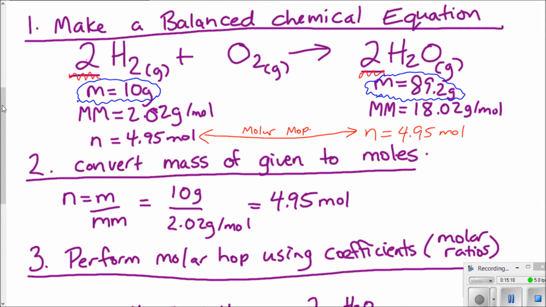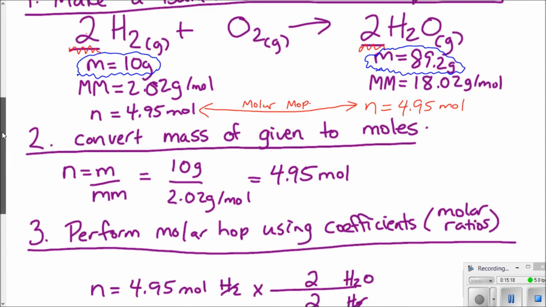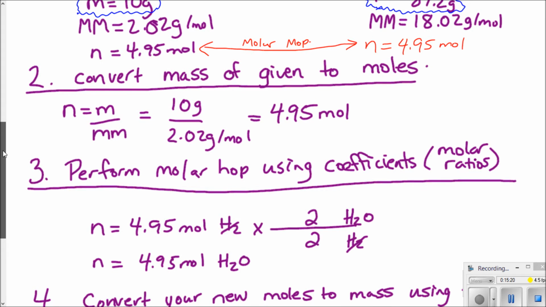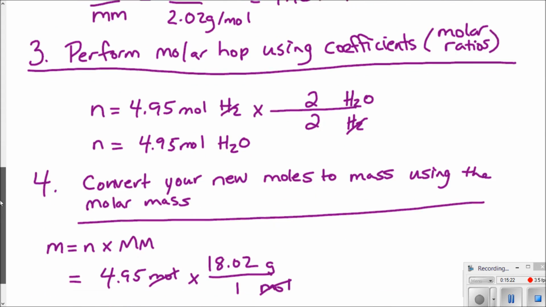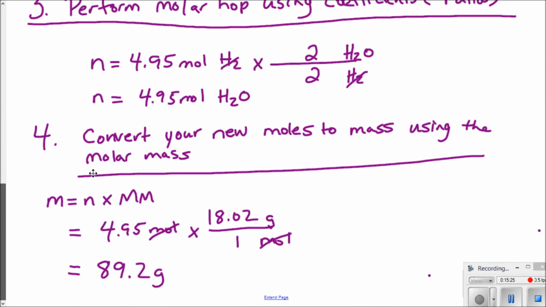The steps that we did were: balanced chemical equation. We've written down our moles, our givens, underneath our equation. We then converted our mass to moles. We then performed the molar hop. We then converted our new moles back to mass.